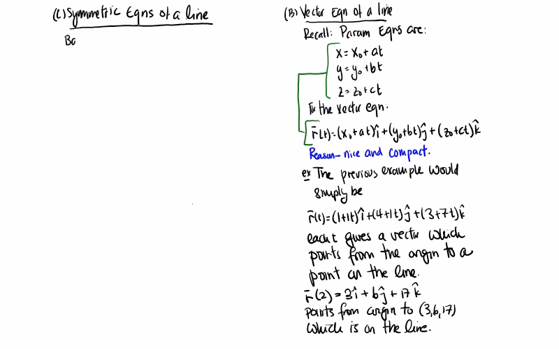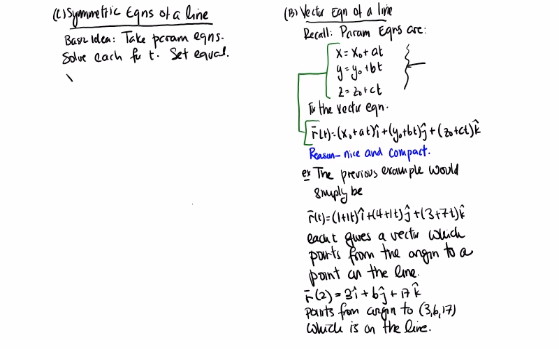So the basic idea is to take the parametric equations over here on the right, solve each of them for t, and then set them equal. Okay? So we take the parametric equations, solve each for t, and then we set them equal.